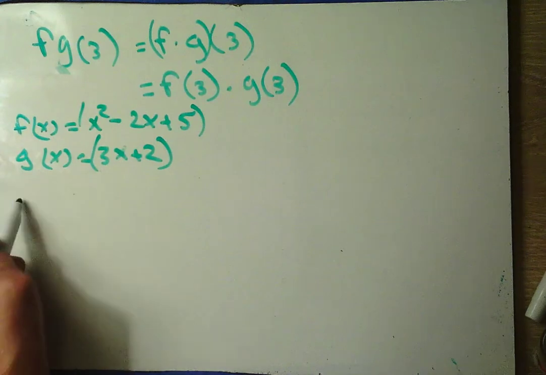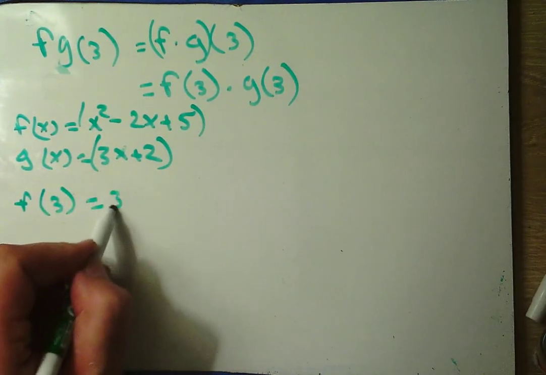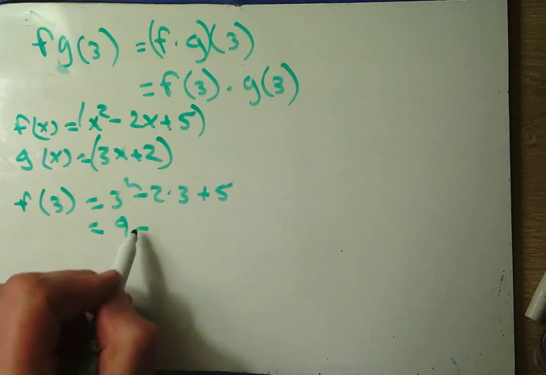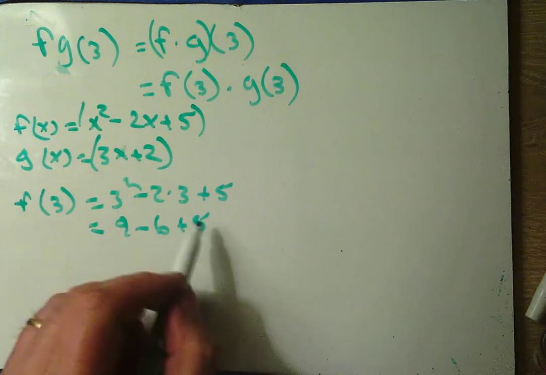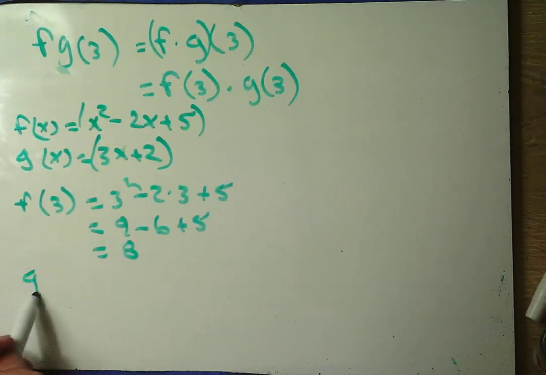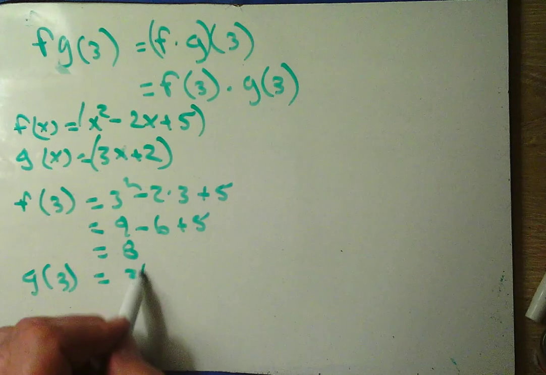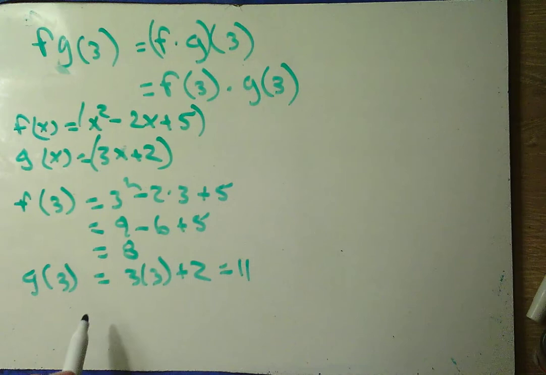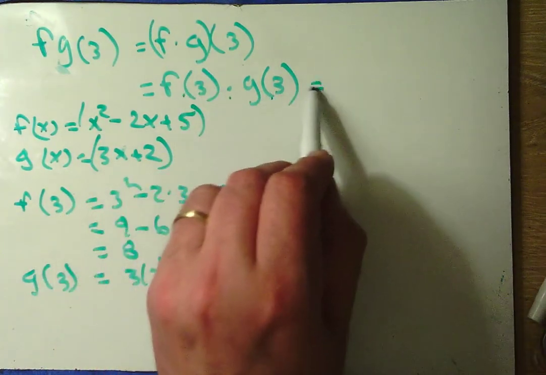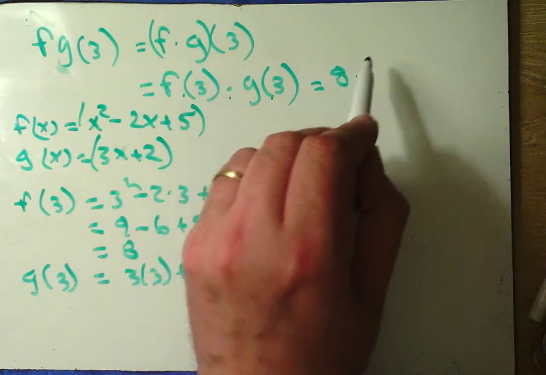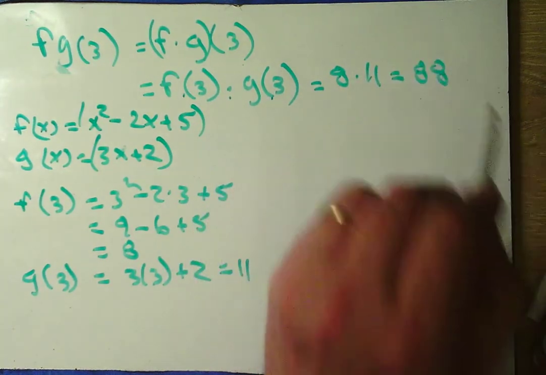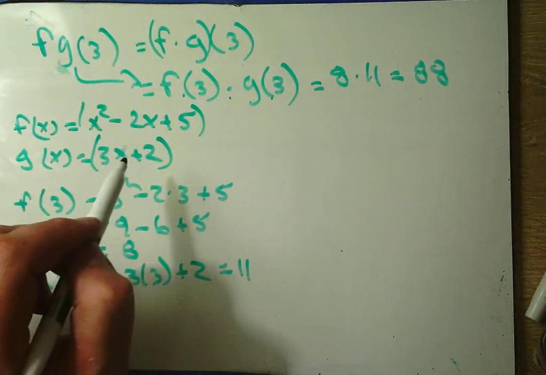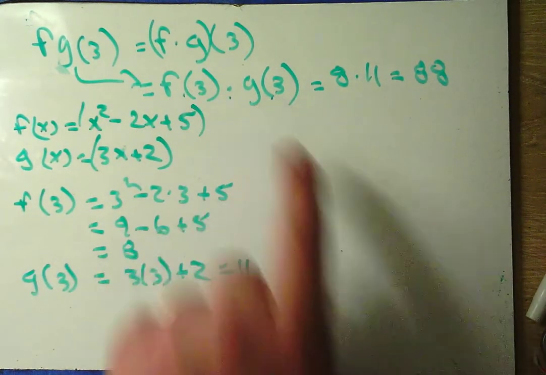this times all of this, and then plug a 3 in, or you could find f of 3, 3 squared minus 2 times 3 plus 5, 9 minus 6 plus 5 is 8, and g of 3 will be 3 times 3 plus 2, which is 9 plus 2 or 11, and we're looking for f of 3 times g of 3, which is 8 times 11, or 88. I just need to understand that this notation is the same as this notation. We know how to find f of 3 and g of 3.